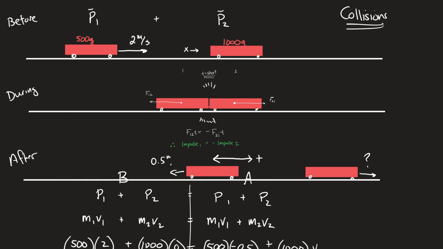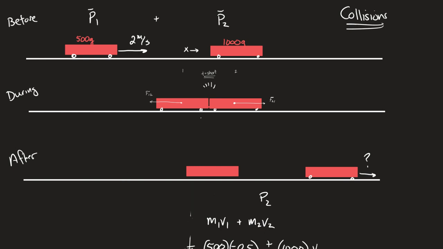Let's say we do everything the same for the beginning. I'm going to erase all this to get it out of the way. So we do everything the same in the beginning, except after the collision, this cart's moving this way at 0.5 meters per second. Find the velocity of this car. I'll wait patiently.